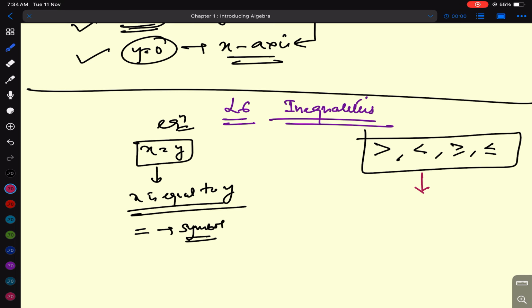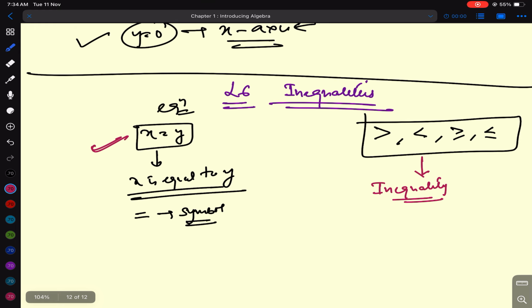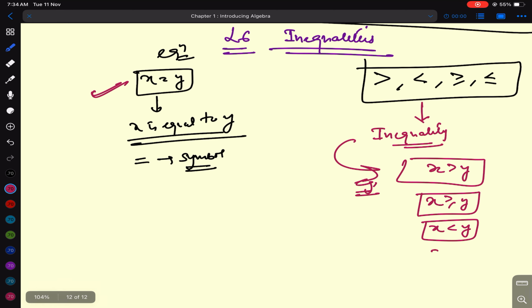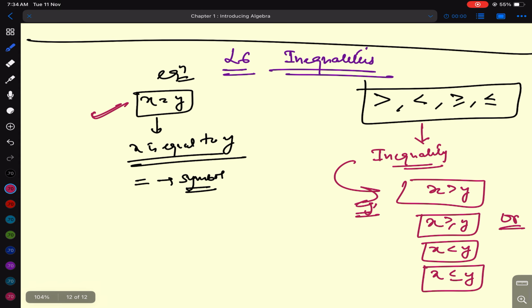I'll give you the example. If the inequality involved is greater than, we would write it as x greater than y. This is an inequality based on greater than. If it is greater than or equal to, we write x greater than or equal to y. If it is less than, x less than y, and last is x less than or equal to y. These are 4 essential inequalities that we study.